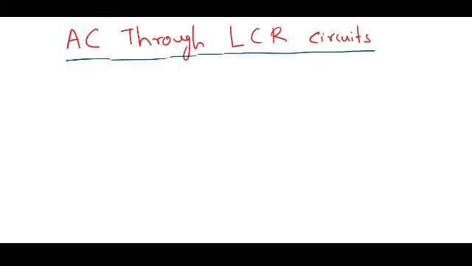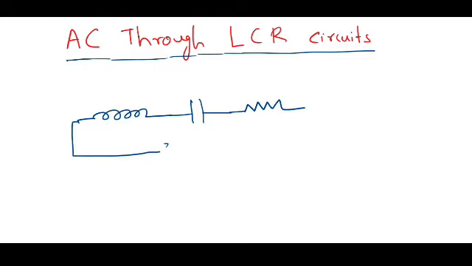This is a very important topic from the university examination point of view and also for competitive examinations. An LCR circuit consists of an inductor, L, C stands for the capacitance, and R corresponds to a resistor, connected to an alternating voltage source. This is the inductor L, C, R.